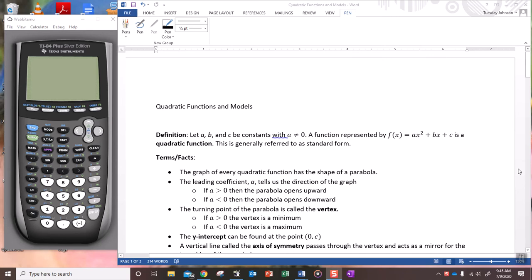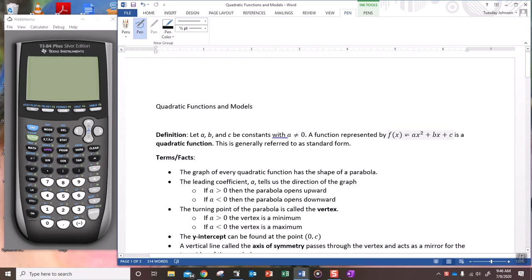So today we're going to talk about quadratic functions and models. All right, what are quadratic functions? Let's start with a definition. Let a, b, and c be constants with a not equal to 0. Then a function represented by f of x equals ax squared plus bx plus c is a quadratic function.